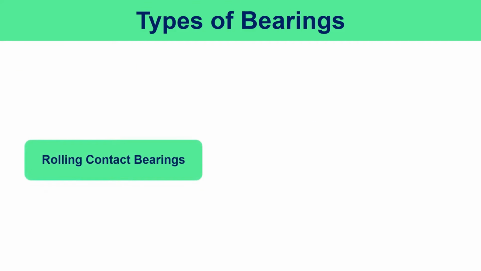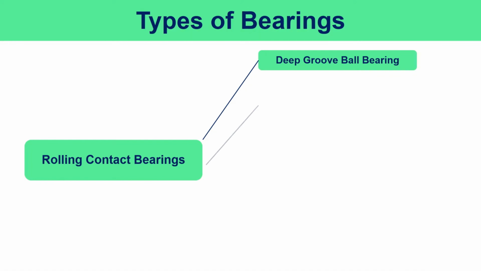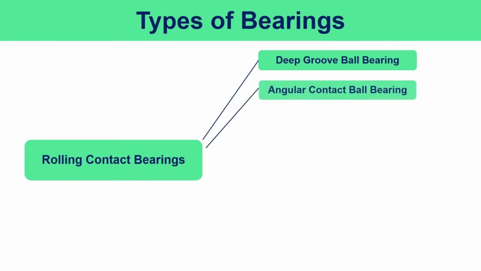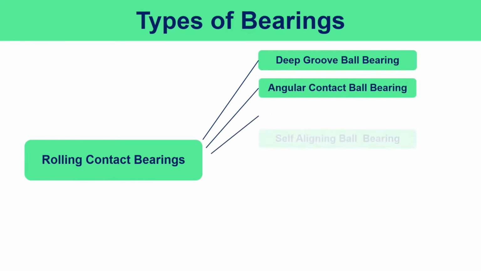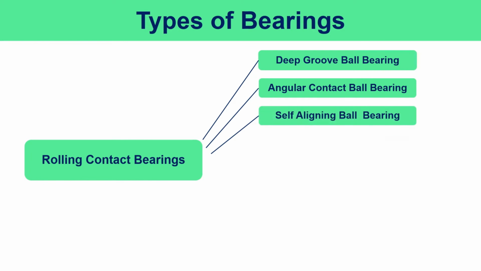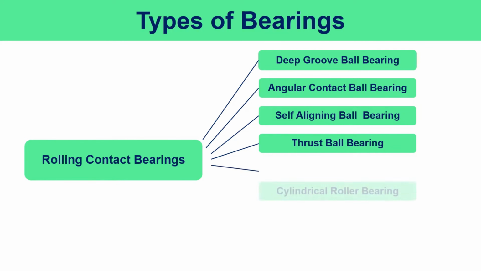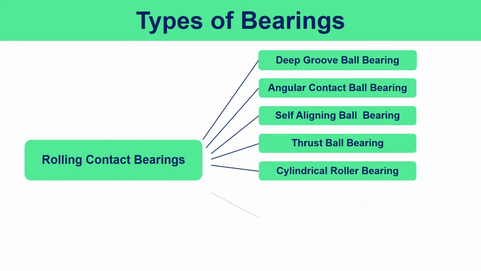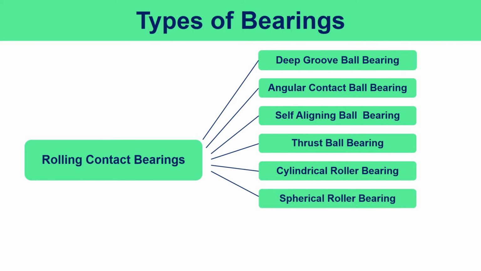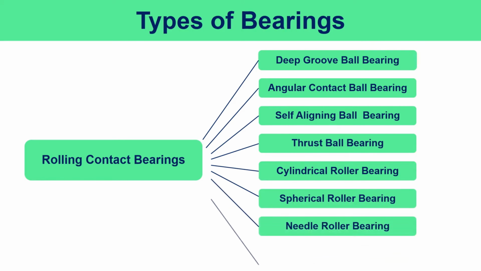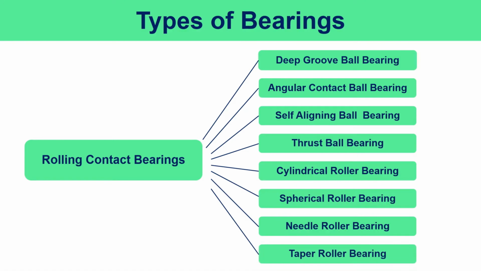Rolling contact bearings are deep groove ball bearing, angular contact ball bearing, self-aligning ball bearings, thrust ball bearing, cylindrical roller bearings, spherical roller bearing, needle roller bearings, taper roller bearing. Now let us discuss in detail the assembly and properties of these types.